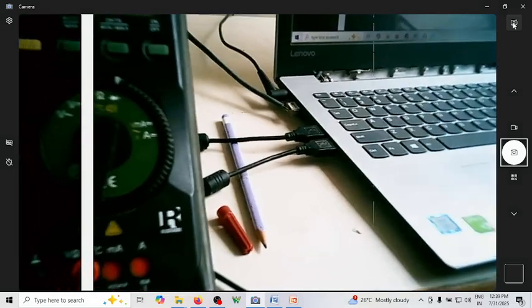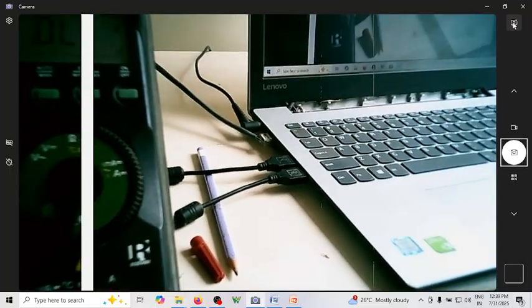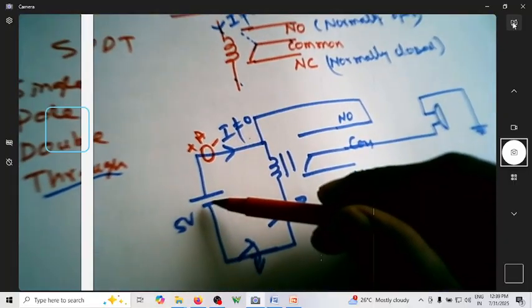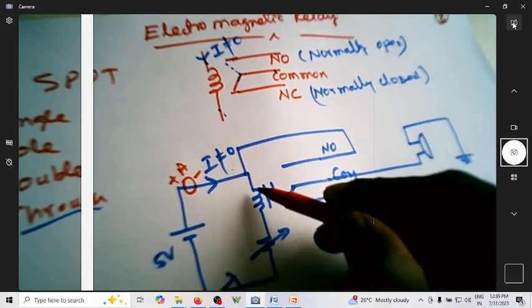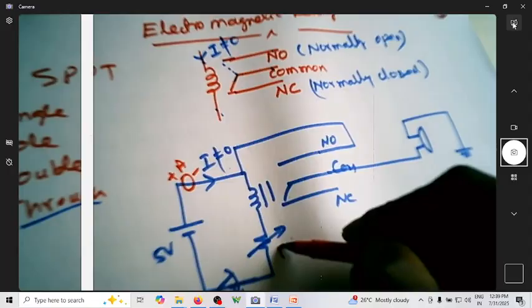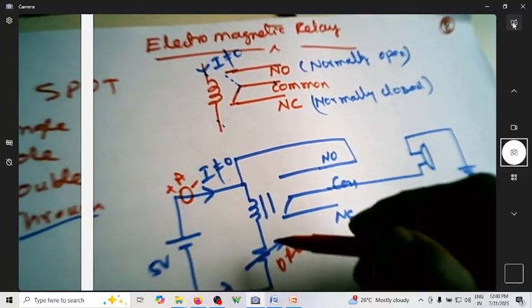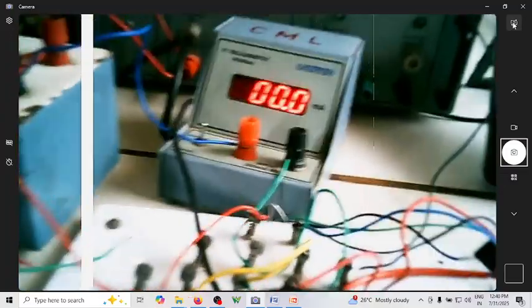If I refer to the circuit diagram, I have a milliammeter here going from plus to minus, and it's going to the coil. Here is the power supply, there is a milliammeter, and I'm using the coil here. This is a DRB to vary the resistance so that I can control the current flowing through the coil. And there is a switch also. Now the switch is open.